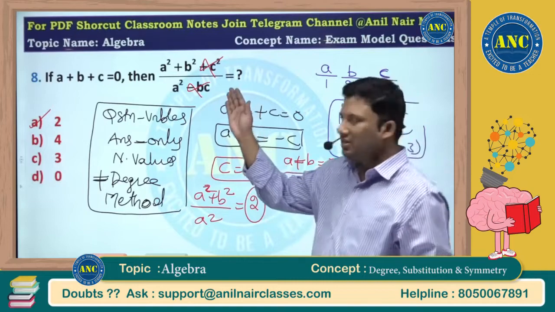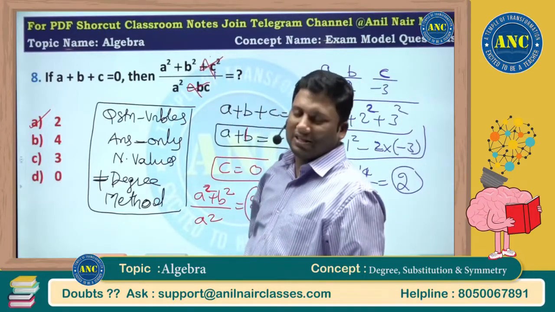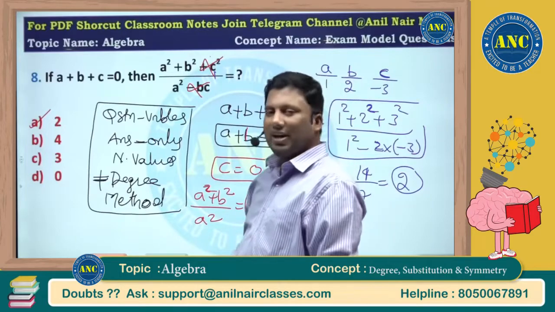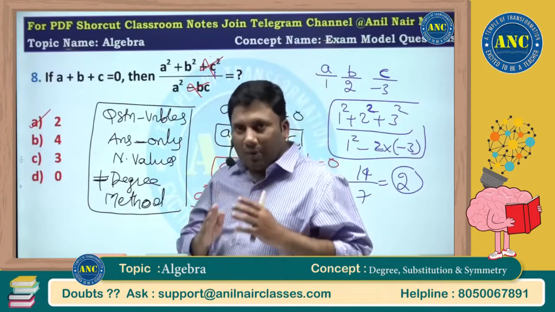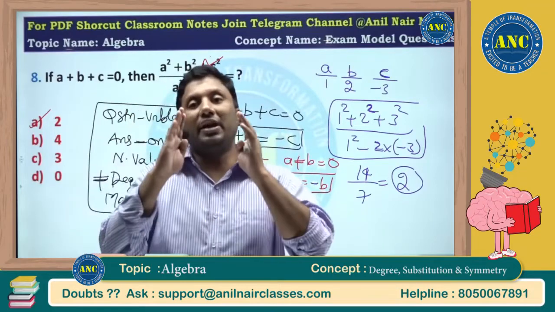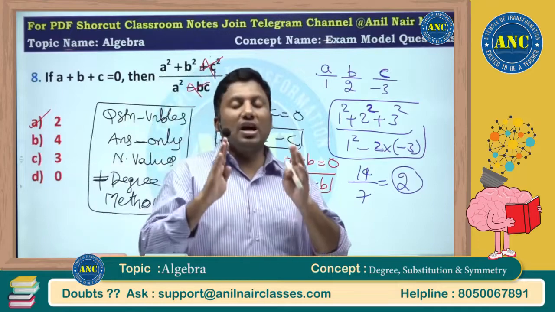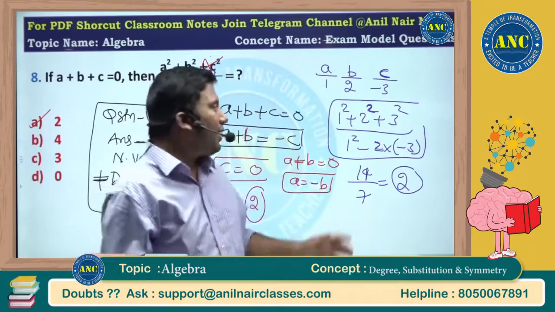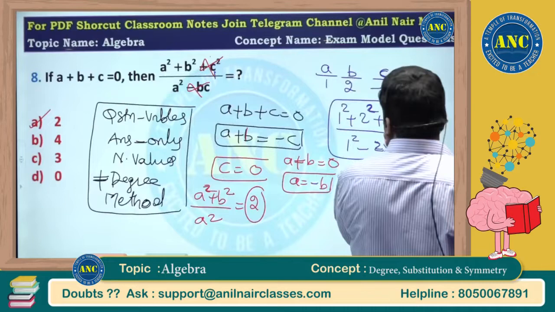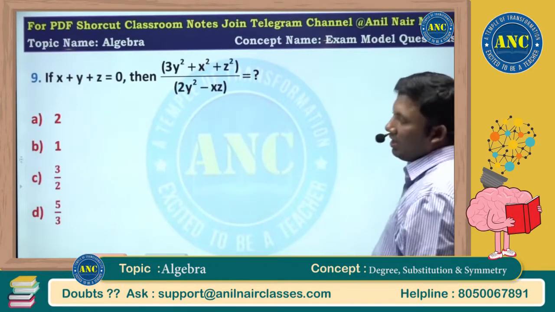This simple C is 0. B is equivalent to minus A. A square plus A square by A square. The answer is 2. Again I am repeating: make the dependent variable 0. This concept is used to simplify our substitution method.